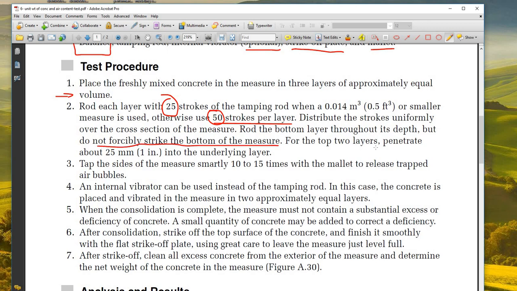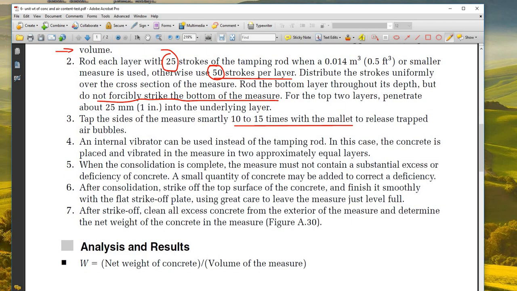For the top 2 layers, penetrate about 25 millimeters, which is 1 inch, into the underlying layer. Number 3, tap the sides of the measure smartly 10 to 15 times with the mallet. This is the use of the mallet here: you tap on the sides of the container 10 to 15 times to release trapped air bubbles.